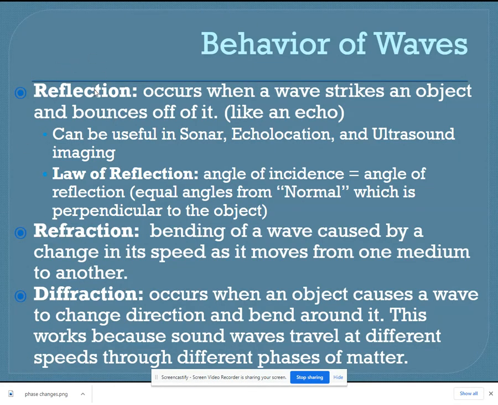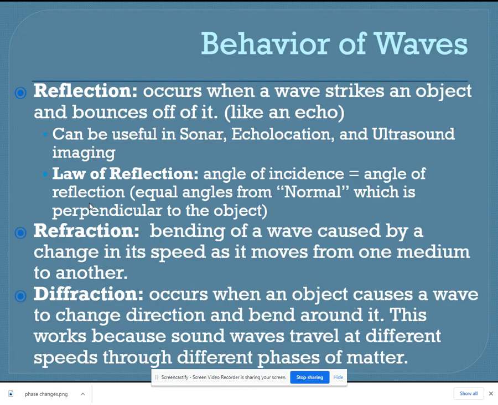Then you've got reflection as the first one. The second one is refraction, and this is a form of transmission. Remember that light can pass through objects. Refraction is the bending of a wave caused by a change in its speed as it moves from one medium to another, because waves, light waves, sound waves, all waves travel at different speeds through different mediums. They travel at different speeds through a solid than they do through a liquid, and different speeds through a liquid than they do through a gas. And so as a wave transfers itself from one medium to the next, it's going to cause the wave speed to change because it's a different medium it's traveling through, and that's called refraction.